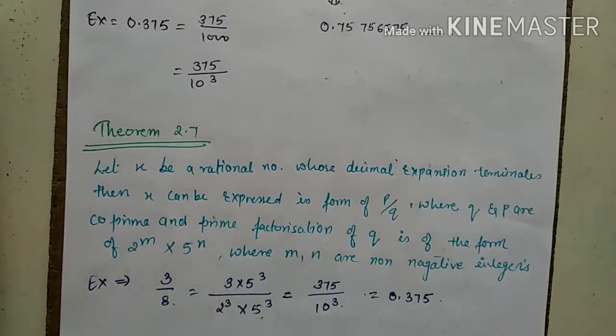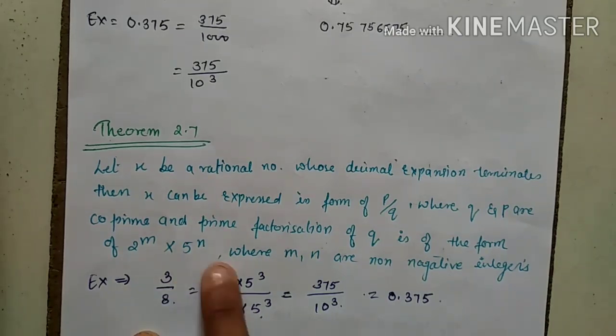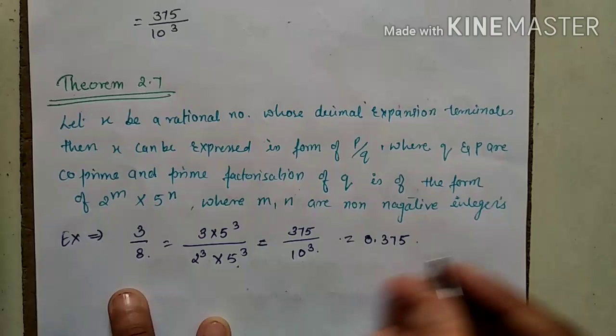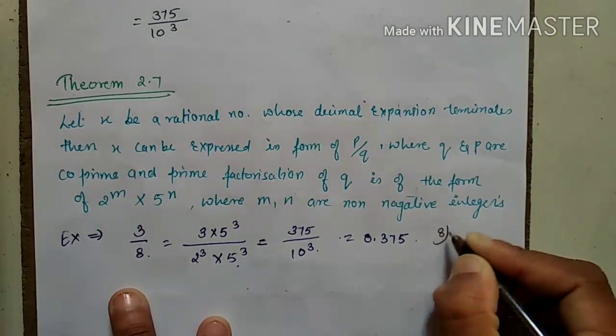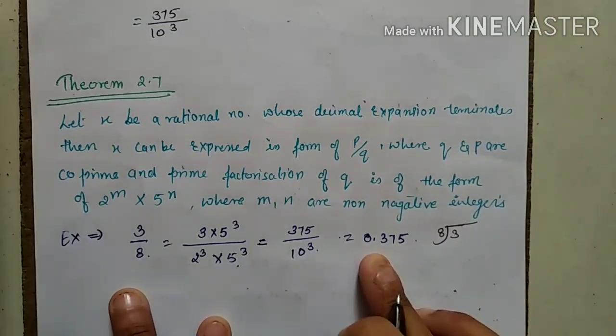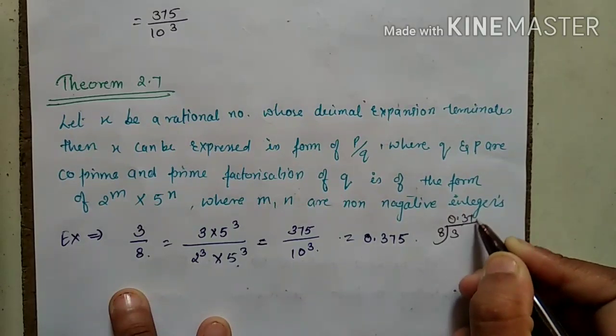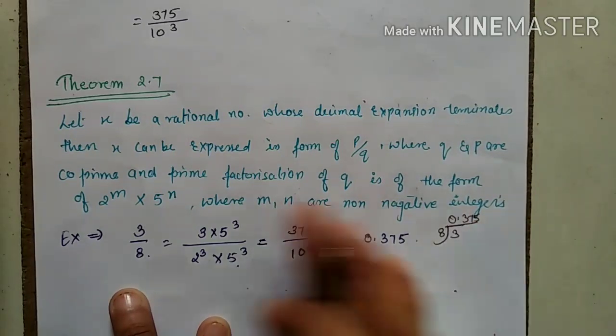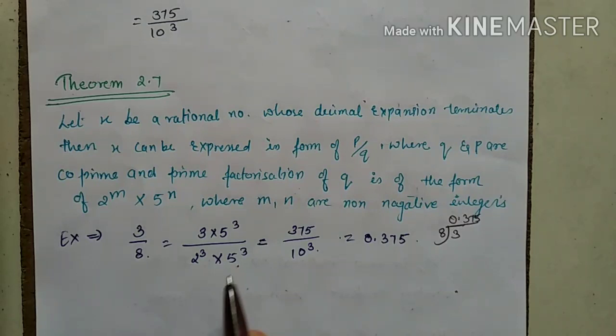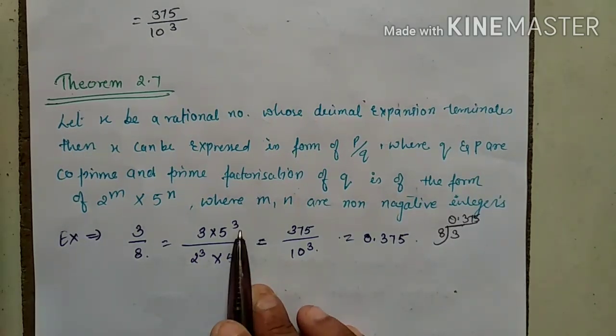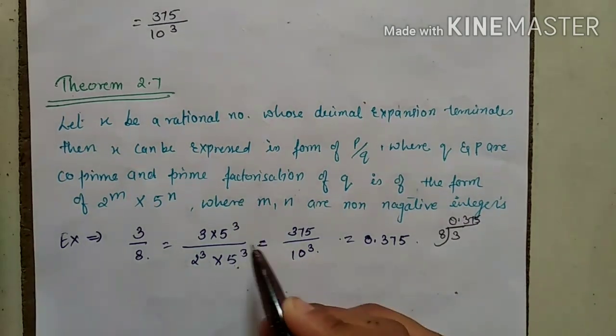How did I include it? This depends on your division also. Just divide 3 by 8. See how you will have to do it. Here I am writing 8 and 3. If you divide, you will get 0.375. Is it clear?